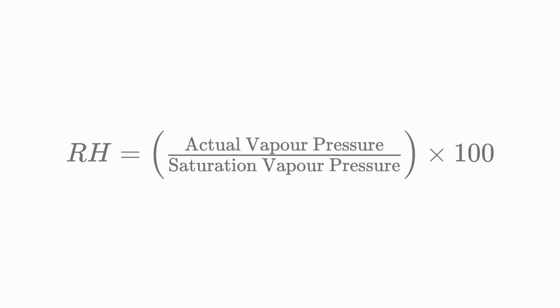Relative humidity, or RH, is the ratio of the actual moisture content in the air to the maximum moisture the air can hold at a specific temperature, expressed as a percentage. When temperature rises while the absolute moisture content remains constant, relative humidity decreases. Conversely, if the temperature drops, RH increases, potentially leading to condensation.